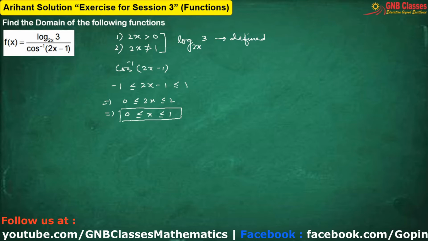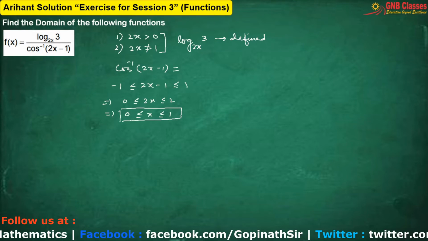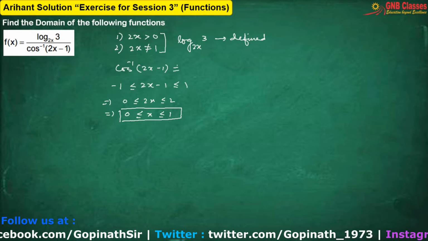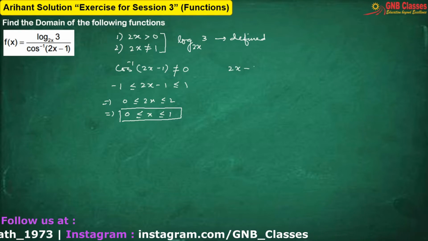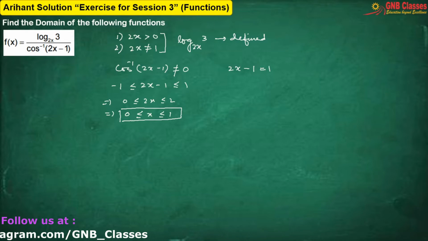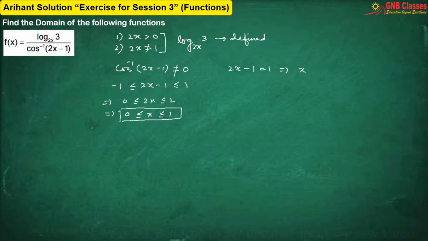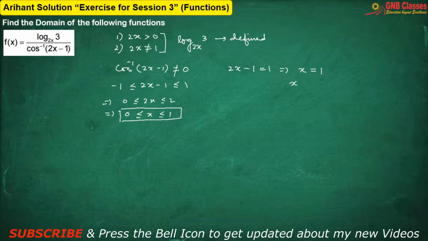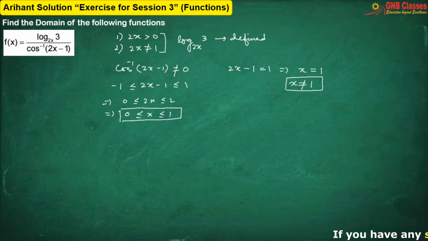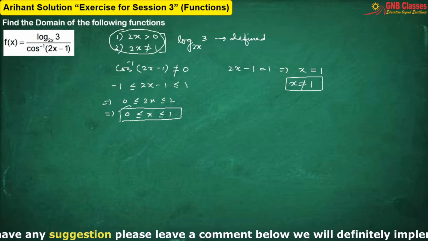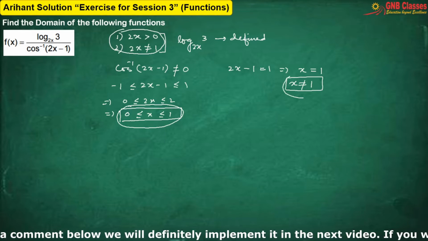Okay. Now, one thing you must remember: since cos inverse (2x minus 1) is in the denominator, you must take care that it should not be equal to 0. Is it clear? Now, it will be equal to 0 when 2x minus 1 is equal to 1, because cos inverse 1 is 0. So from here we are getting x equals 1. That is, we must say that x cannot be equal to 1 in this case. Because if x becomes 1, cos inverse (2x minus 1) will become cos inverse 1, which will give you 0. And since 0 is coming in the denominator, in that case your function f(x) will not be defined. Is it clear? We have to find the common region between this and this, taking into consideration that x cannot be equal to 1.